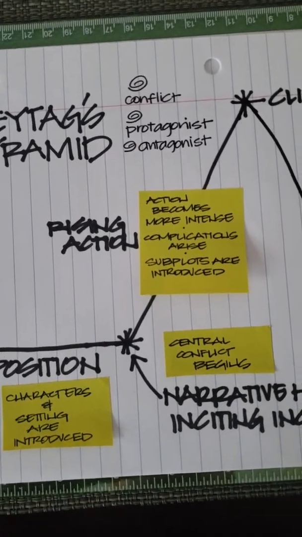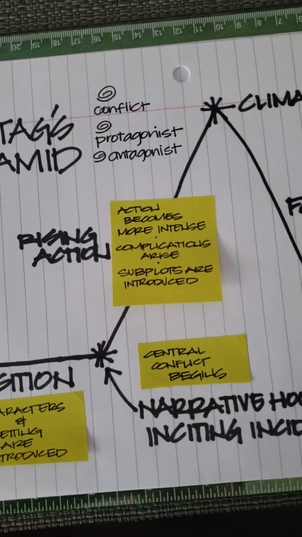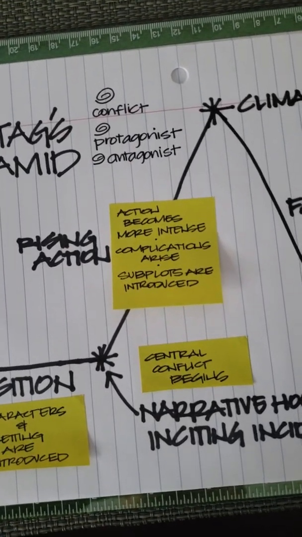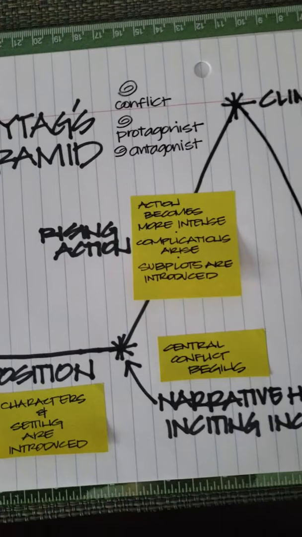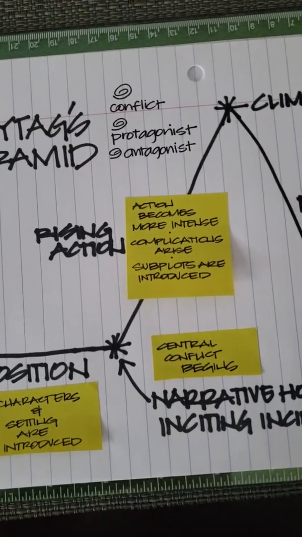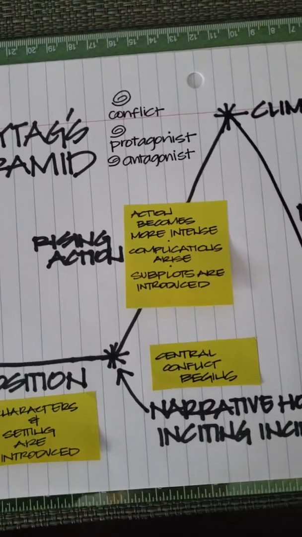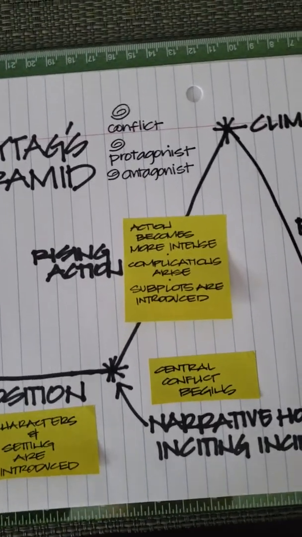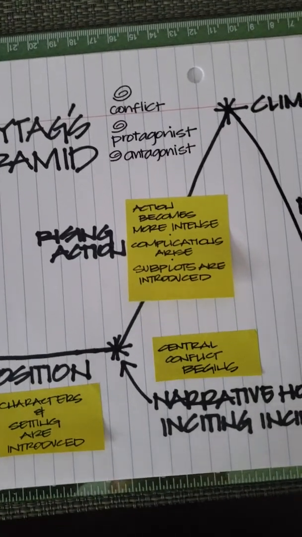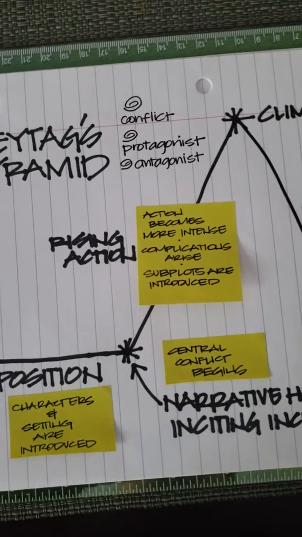Generally, this is the place where there might be other complications that are thrown into the central conflict. So in a short story, usually you will really only see one central conflict because there's not a lot of space and time to get into additional conflicts. But in a novel, generally there'll be complications.